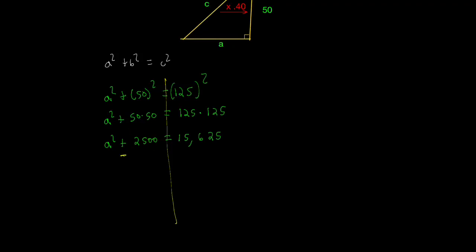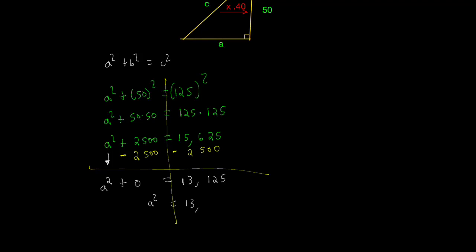I want to isolate a to the second power, so we got to get rid of this plus 2,500. So I'm going to do the inverse and subtract 2,500. Since we have an equality, whatever I do on the left-hand side, I have to do it to the right. So here, I'm going to subtract 2,500 as well. And then here, nothing happens to a to the second power, so I can just drop that down. 2,500 minus 2,500, that's 0. And on the right-hand side, I get a simplification of 13,125. A squared plus 0, that's a squared.